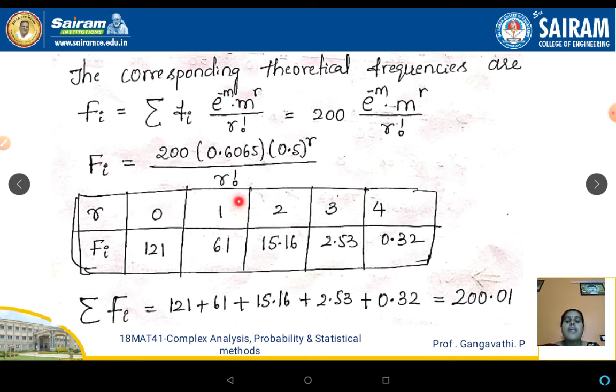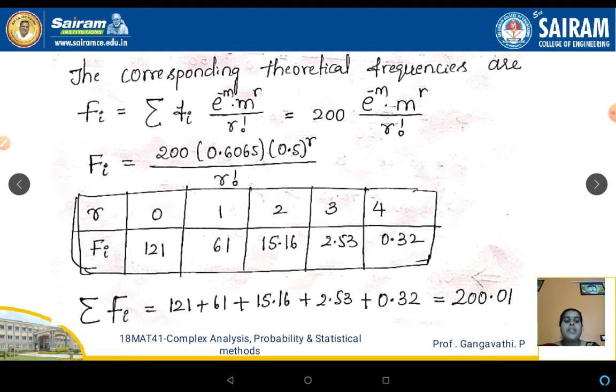Similarly, when r is equal to 1, your capital letter Fi gives the value 61 by using this formula. And when r is equal to 2, Fi gives you 15.16. And when r is equal to 3, your capital letter Fi is 2.53. And when r is equal to 4, the value of Fi is 0.32. So the sum of capital letter Fi is equal to 200.01.